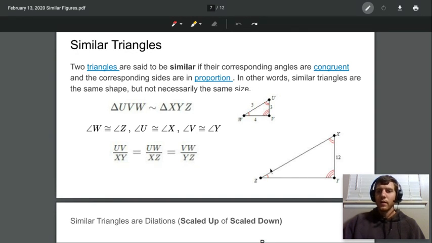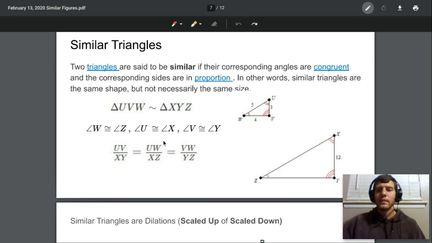Congruent means that their measures are the same. For example, if Z was 35 degrees, W would also be 35 degrees. If Y was 90 degrees, that would tell us that V is also 90 degrees. Since the three angles of a triangle have to add up to 180, our last angle would have to be 55 degrees. If angle X is 55 degrees, then U is also 55 degrees. So the angles are congruent.